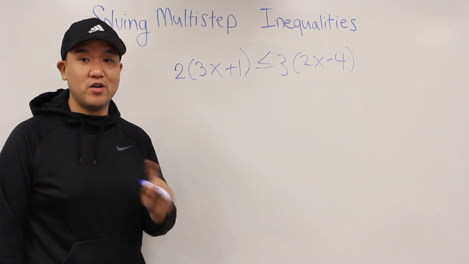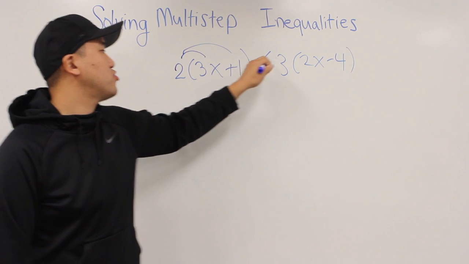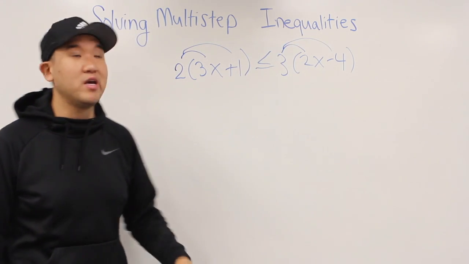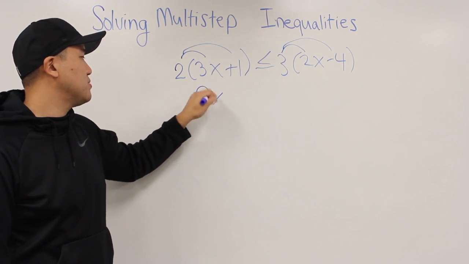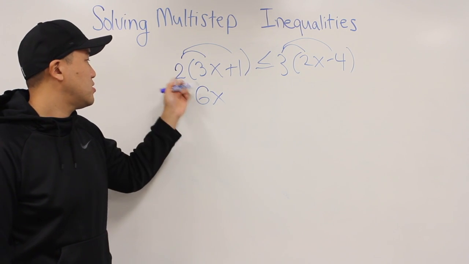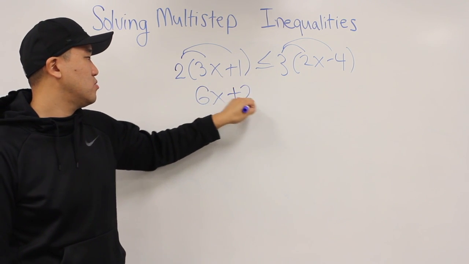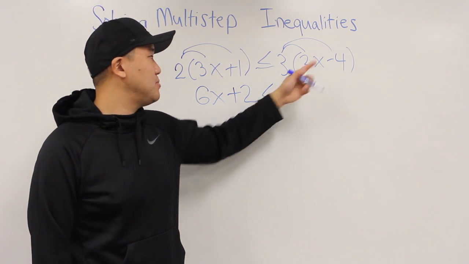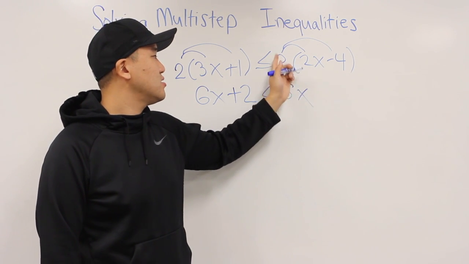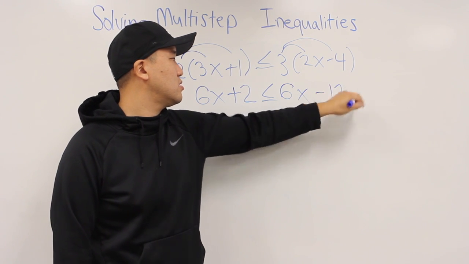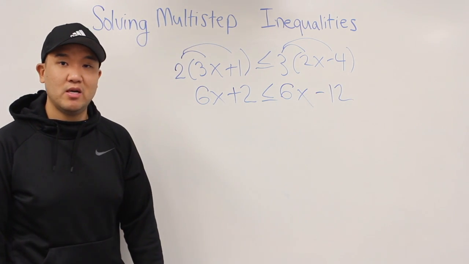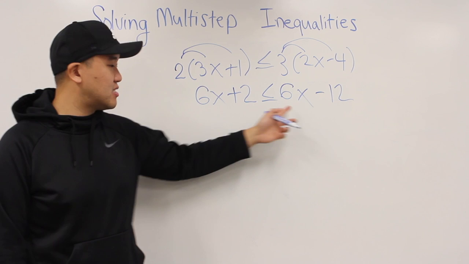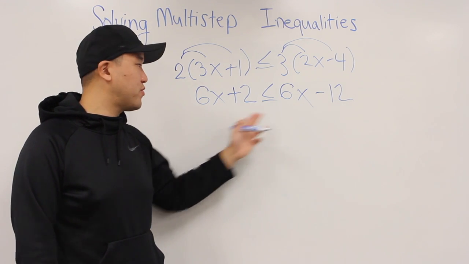All right. First step, distribute both. I'm going to distribute there, distribute there. So you have what? 2 times 3x is 6x. 2 times 1 is what? 2. What about on this right side? 3 times 2x is what? 6x. 3 times negative 4 is negative 12. As you can tell already, you have 6x, 6x. So that means they're worth the same.